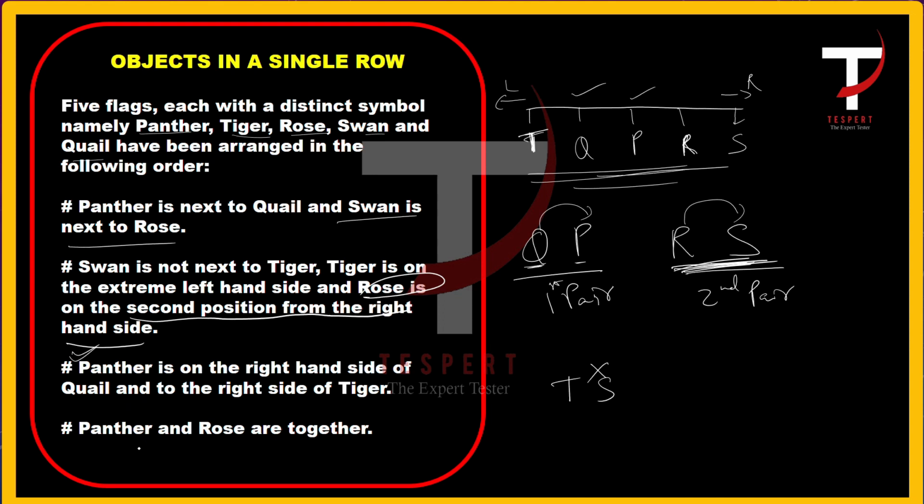Yeah, panther and rose are together. Yes, panther and rose are together. That's fine. Panther is on the right hand side of quail. Panther is on the right hand side of quail. Okay, that is also correct.